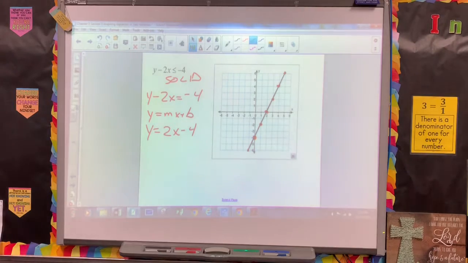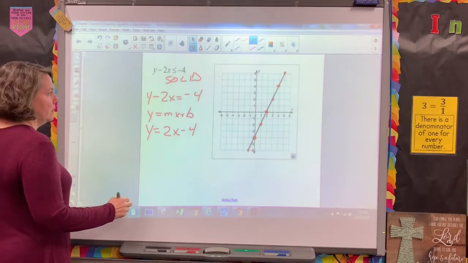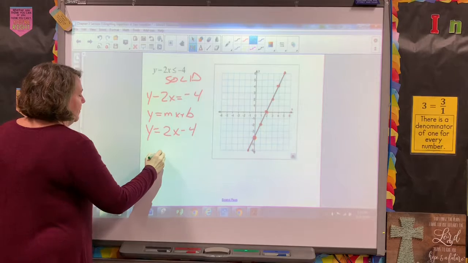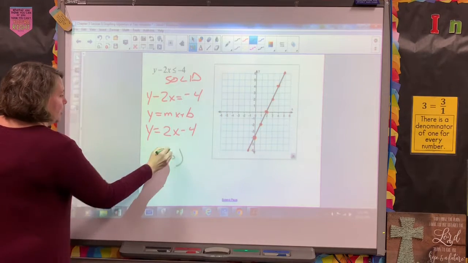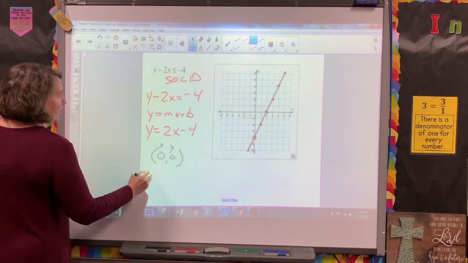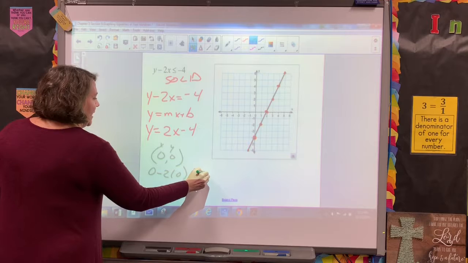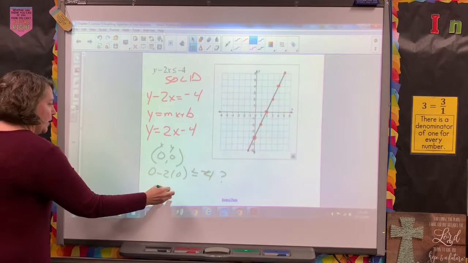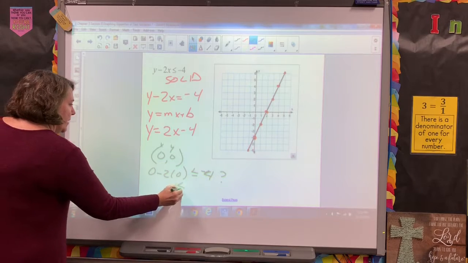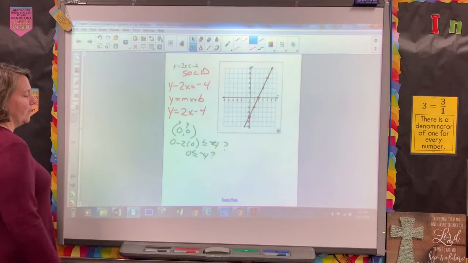Now I figure out which side I'm going to shade. So choose a point. What point am I going to choose? 1, 1. Or 0, 0. I'm going to choose 0, 0 because it's the easiest one and it's not on my boundary. So y is 0, x is 0. 0 minus 2 times 0 is less than or equal to -4? 0 minus 0 is 0. Is 0 less than or equal to -4?